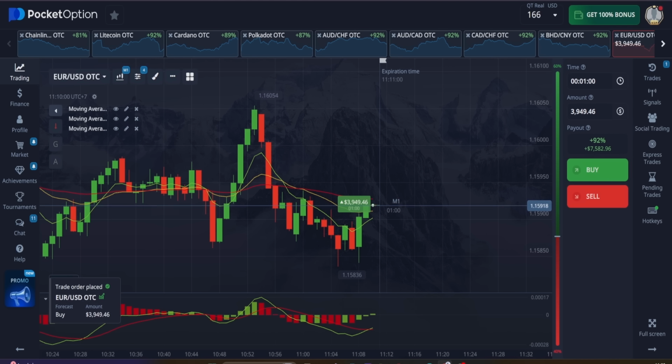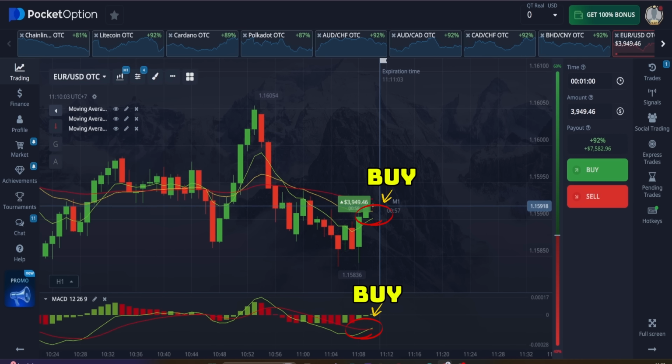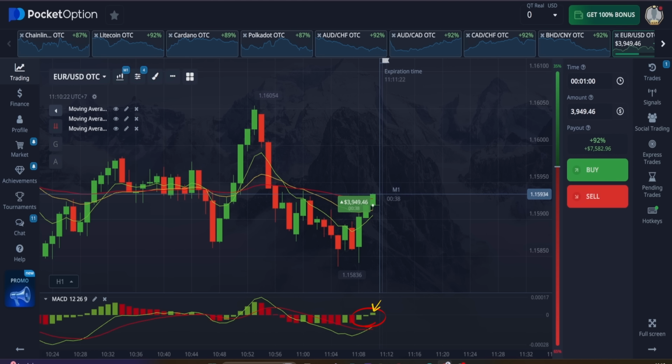I'm entering a buy position after receiving strong dual confirmation from both the MACD and the moving averages. The green moving average will cross above the yellow moving average, indicating a shift in short-term momentum, while the MACD has also completed a bullish crossover, with the histogram beginning to expand upward. This alignment confirms that buying pressure is increasing and the market is transitioning into a bullish phase.